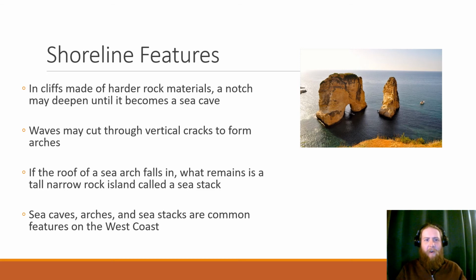All right, shoreline features. In cliffs that are made of hard materials, a notch may deepen to form a sea cave, such as this one right here. And this is not a sea cave. Sea caves are like inside of rocks. Waves cutting through vertical cracks form what this is, an arch. If the roof of a sea arch falls in, what remains is a narrow stack of rock called a sea stack. And this is a sea stack here. There probably was a sea arch here at one point in time. Sea caves, arches, and sea stacks are common features on the west coast.